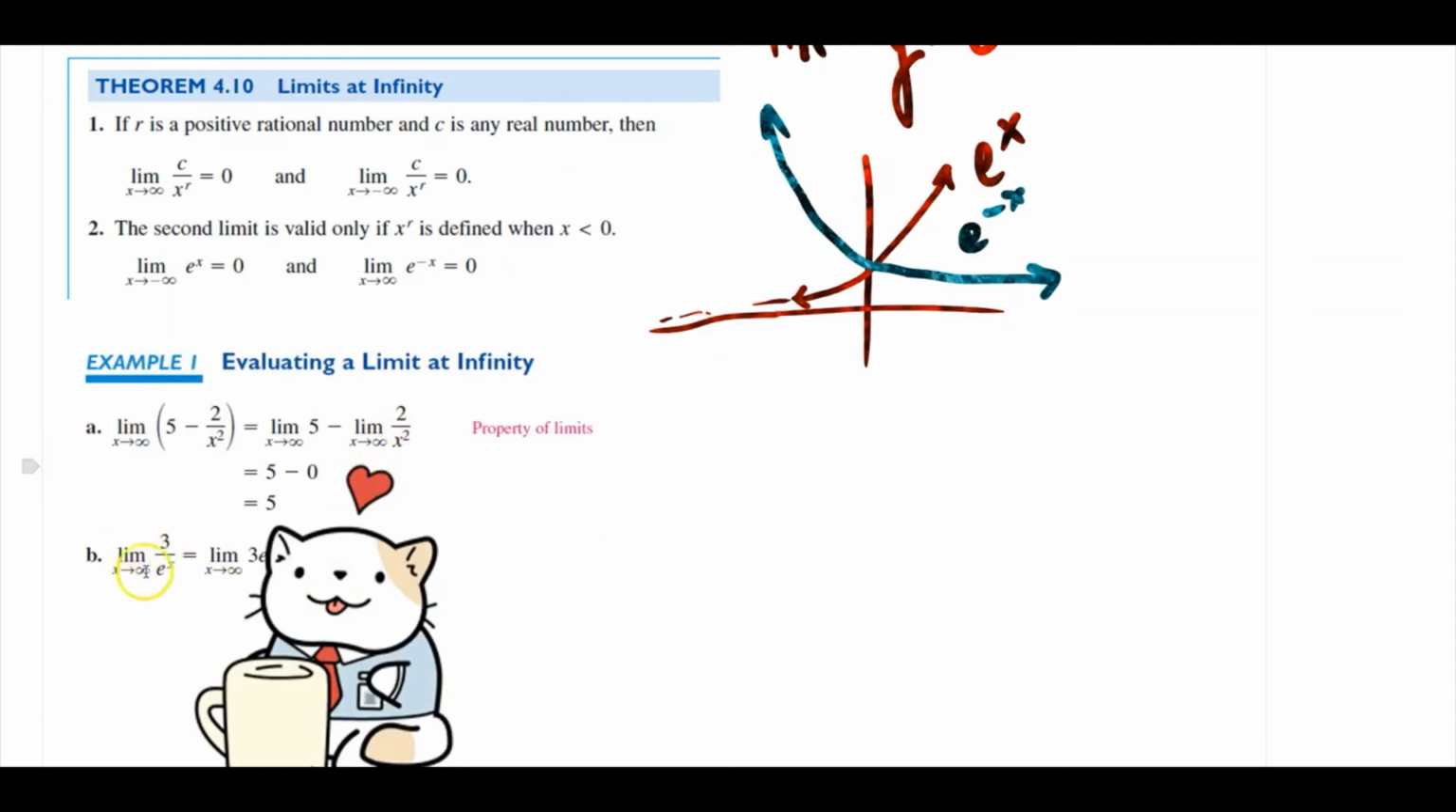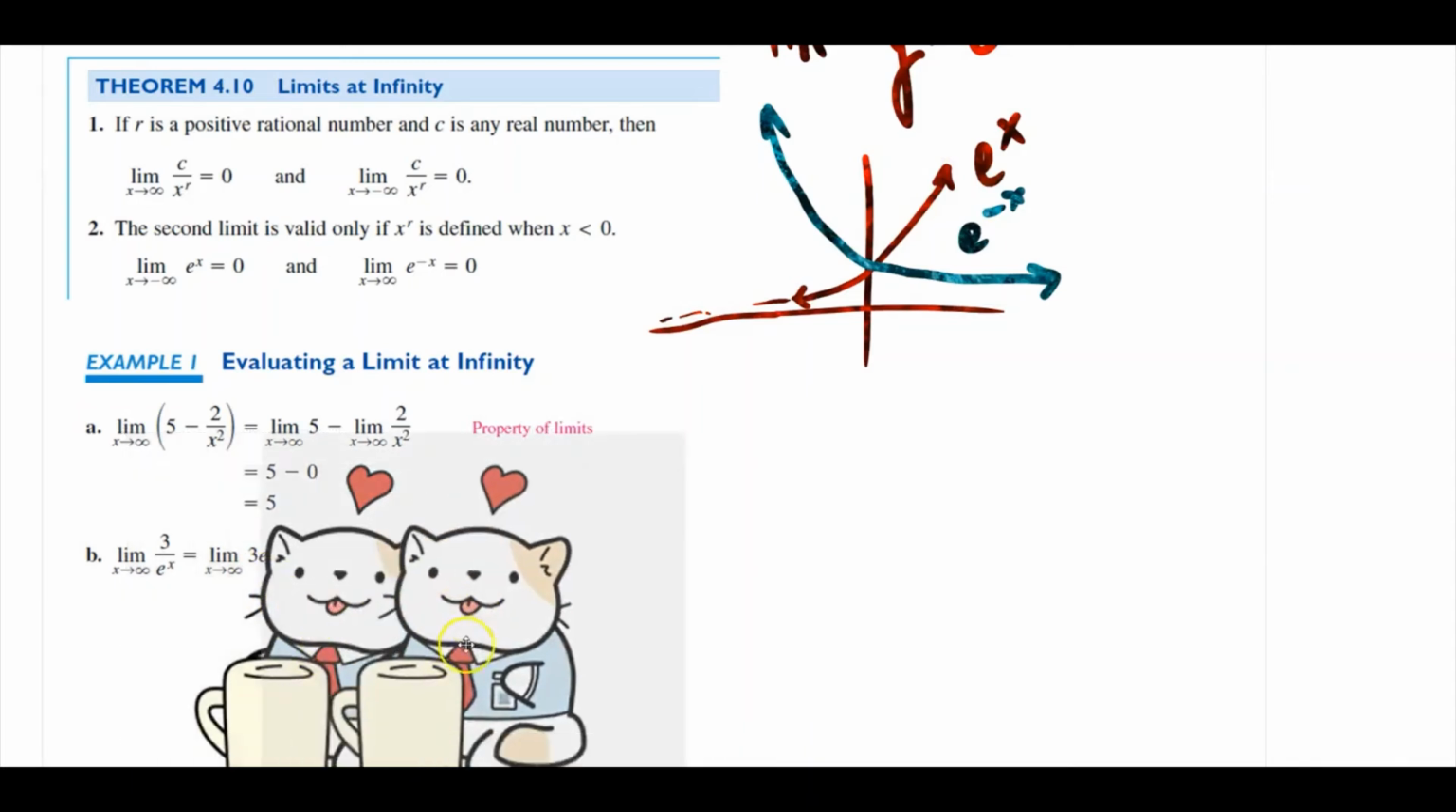Now, look at this limit. The limit as x approaches infinity of 3 over e to the x. Remember that e to the x looks like this, so we're getting 3 divided by something like infinity, and what's going to happen there? We're going to get out 0.